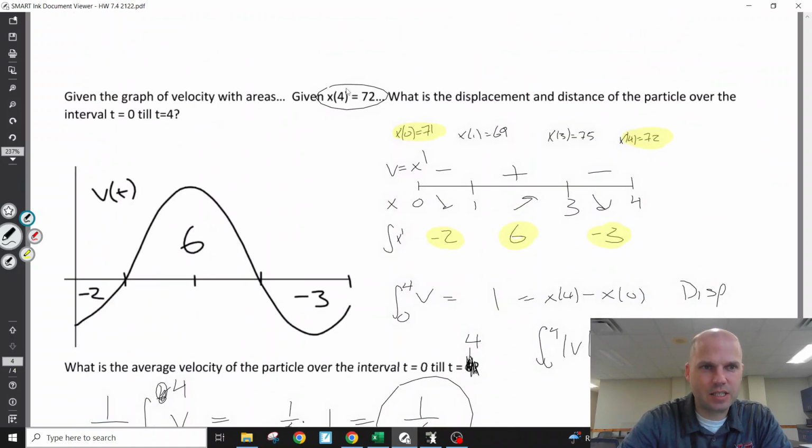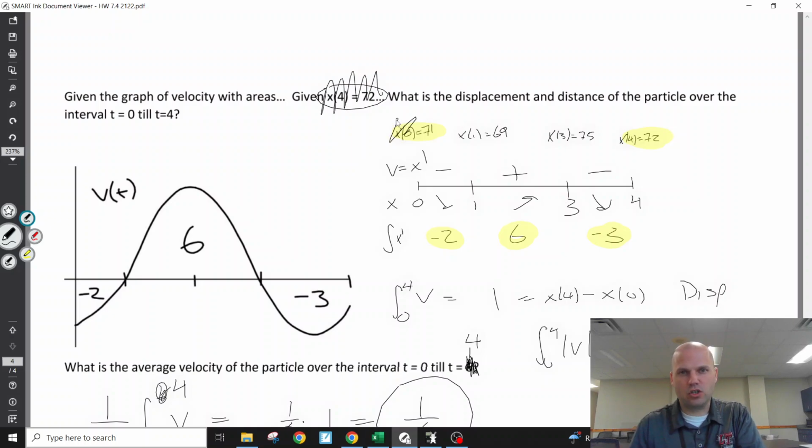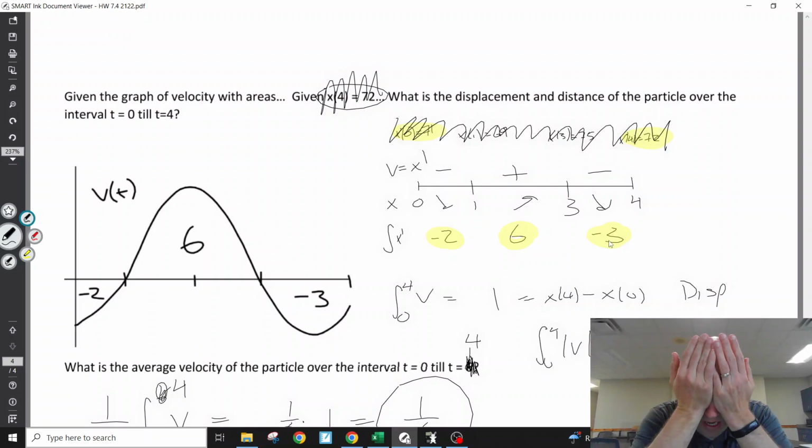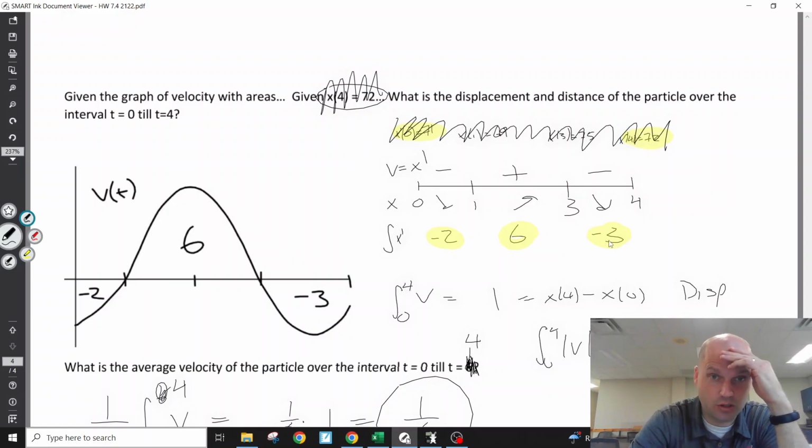I don't need this position. I might not have given it to you, and you still should have been fine. If you weren't given this, well, then you just wouldn't have that. And that's fine. You'd still find your displacement and distance that way. You just don't know your positions. But we now know everything. And we are done with this unit.